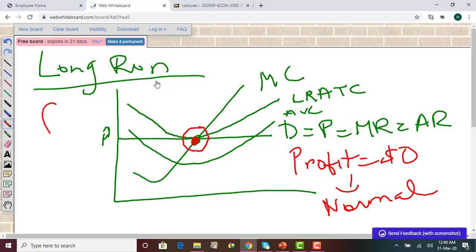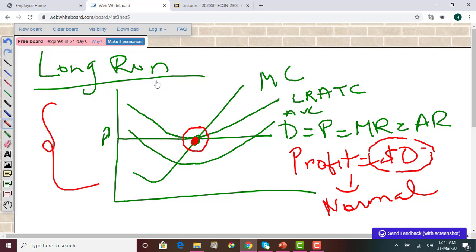So in the long run, we will have a curve like this. In the short run, we can have some economic profit. We might have some losses as well. In case of losses, firms will get out. In case of profit, others will join the market. And at the end of the day, in the long run, all the firms will earn a zero normal profit. Basically, they'll cover all their costs and their own compensation, and then they will be left with $0.